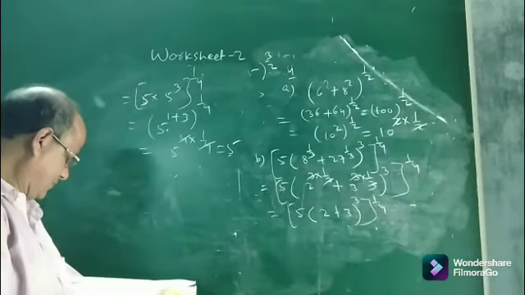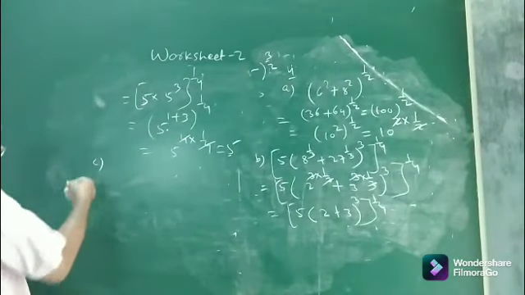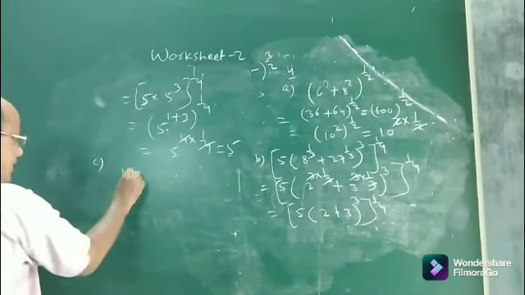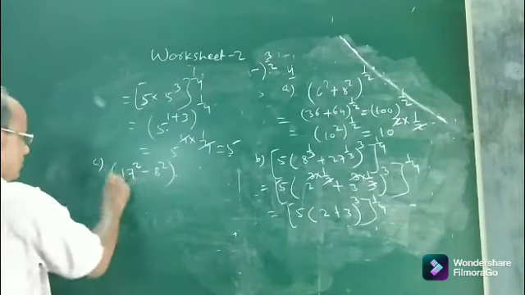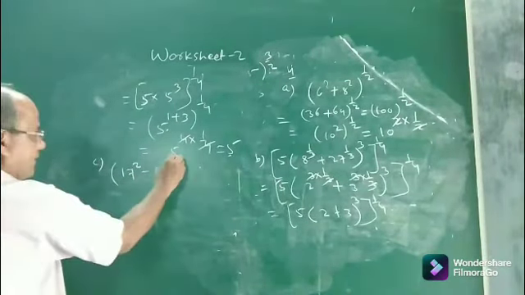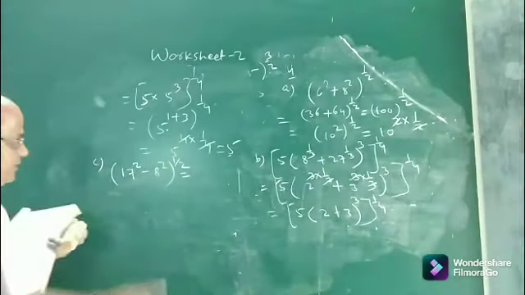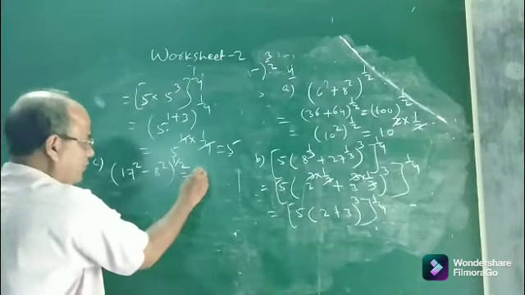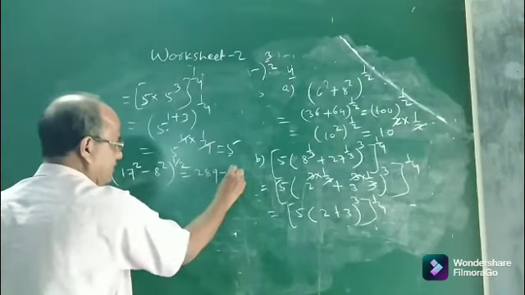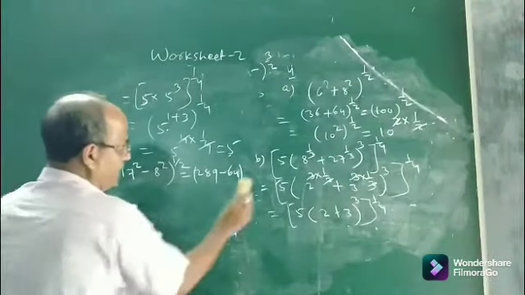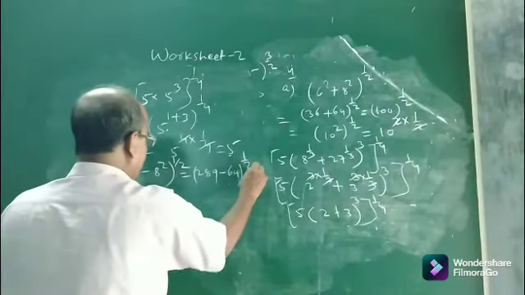Okay, next. Another one. Let me discuss the next one. See, 17 square minus 8 square whole to the power 1 by 2. How to evaluate this one? See, 17 square. What is the square of 17? You find out 289. And what is the square of 8? It is 64. Whole to the power 1 by 2.